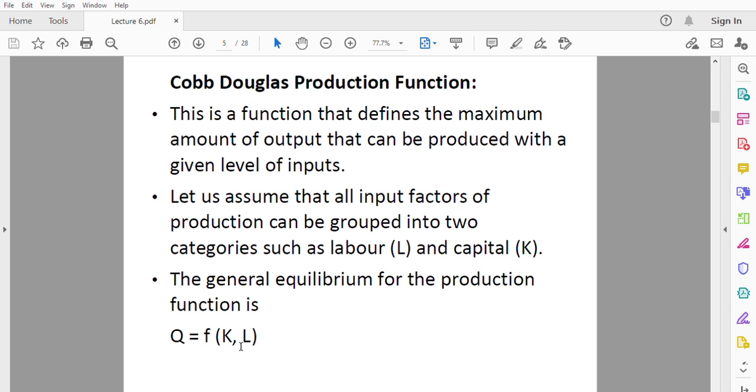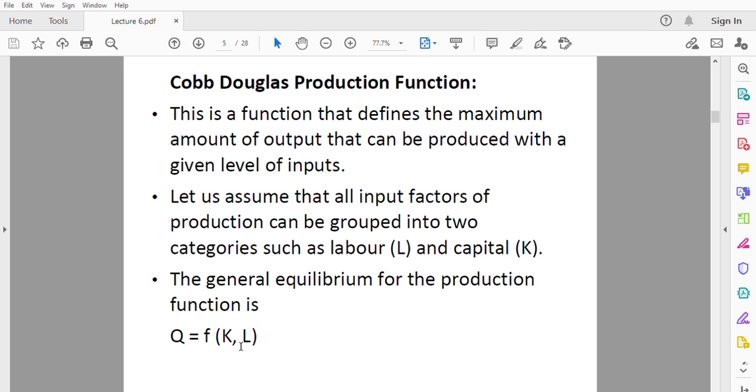So we have a type of production function called the Cobb-Douglas production function. And this is a function that defines the maximum amount of output that can be produced with a given level of inputs. Right.